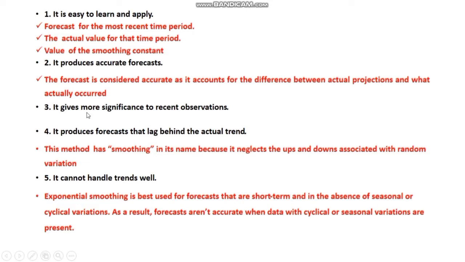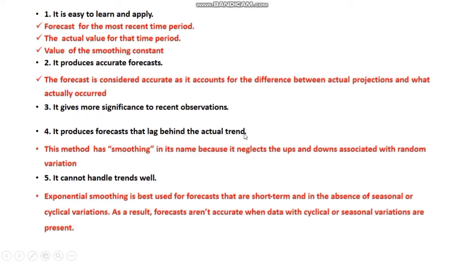Point 3: it gives more significance to recent observations. If old observations are accounted for here, the accuracy of the forecast will come down. Fourth point: it produces forecasts that lag behind the actual trend.